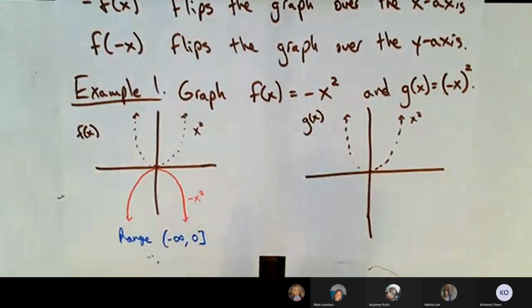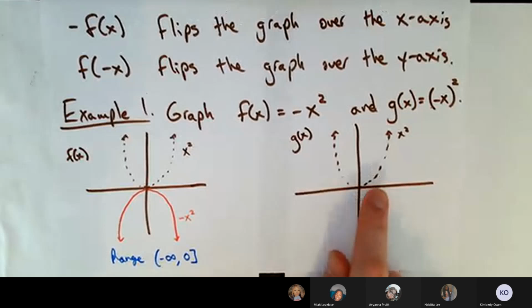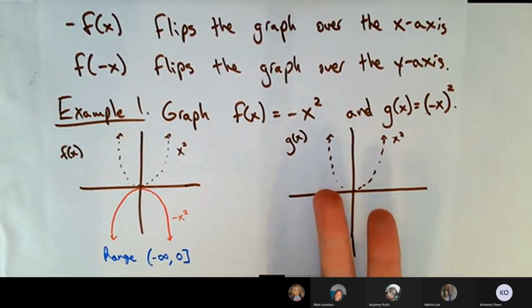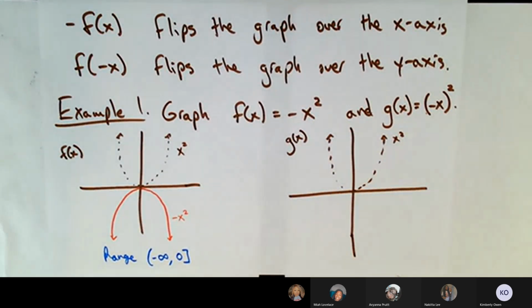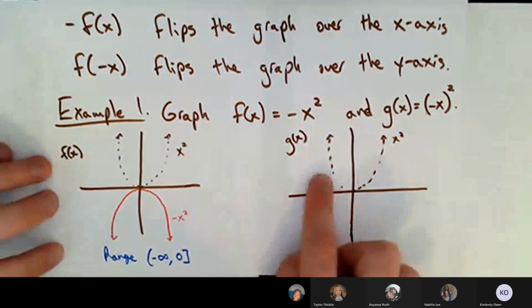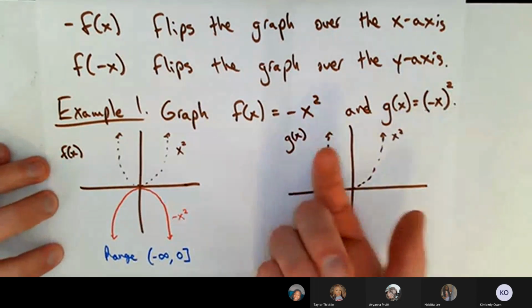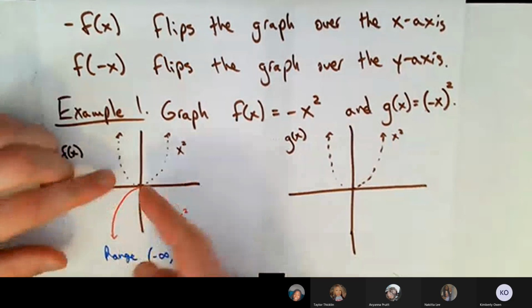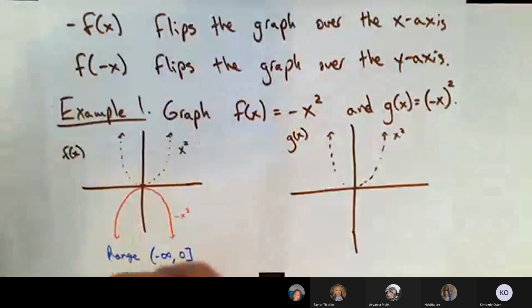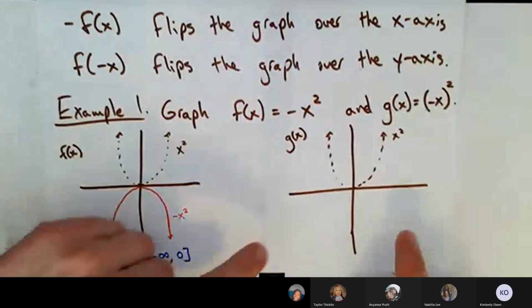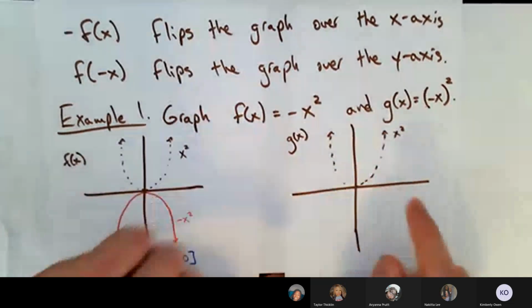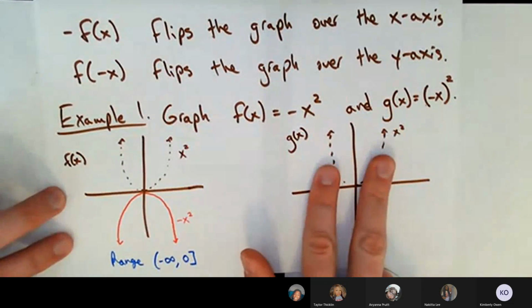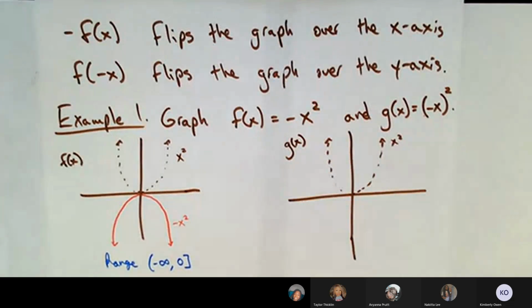All right, Taylor, what do you think is going to happen to this parabola if I reflect it or flip it over the y-axis? It's kind of a trick question. What would happen to this parabola if I flip it over the y-axis? Here I flipped it over the x-axis, so I took the shape and flipped it over the x-axis, but here I'm trying to flip it over the y-axis. So if I spin this thing around the y-axis, is it going to look any different?